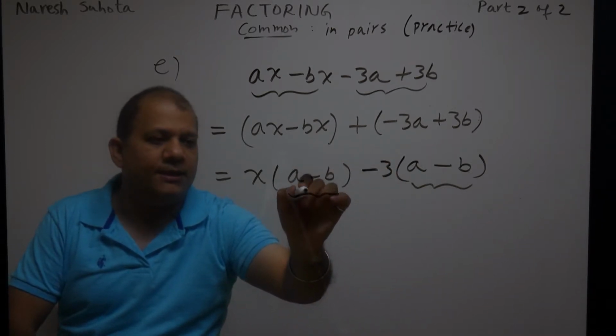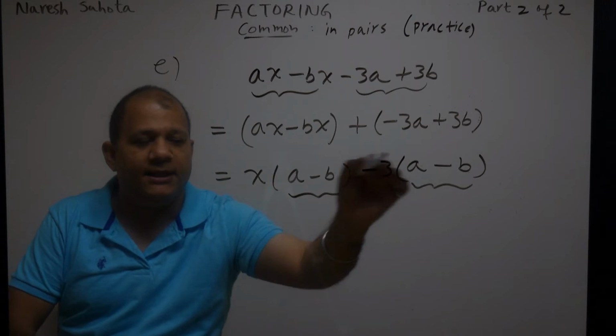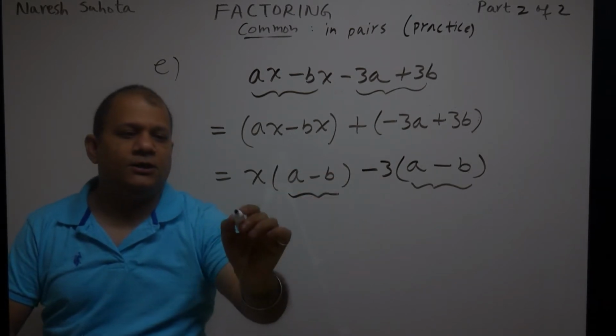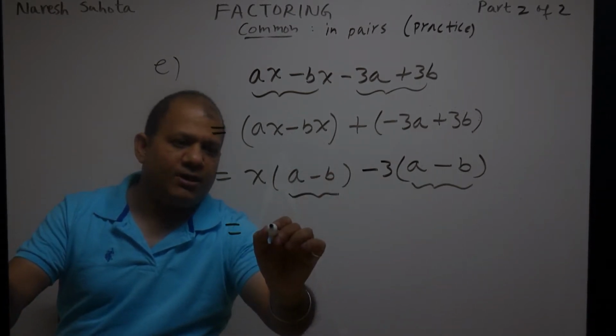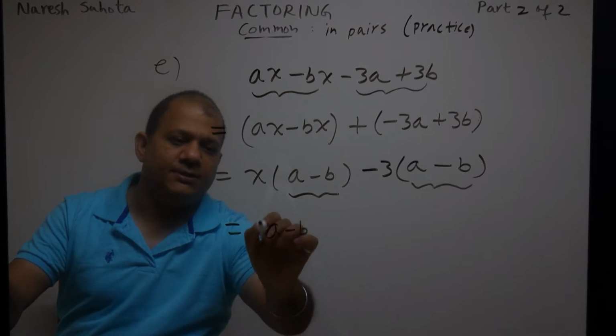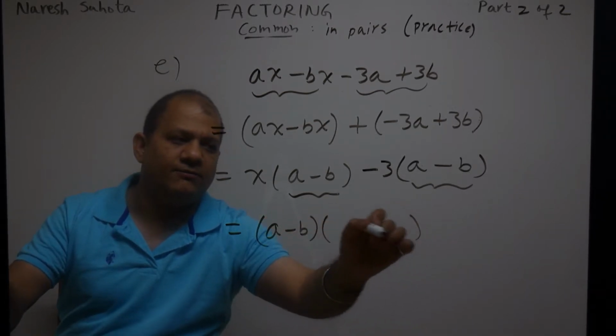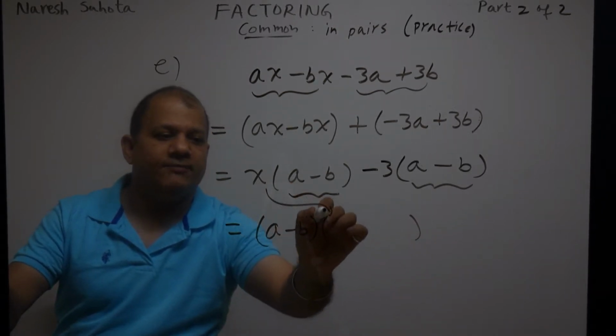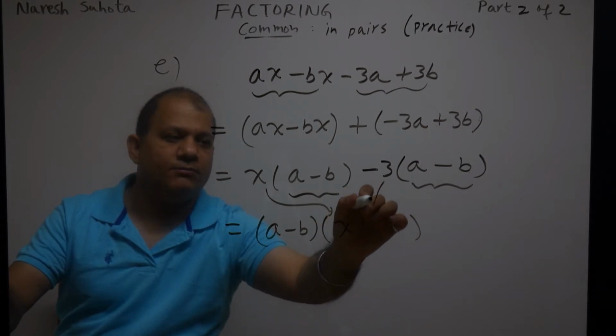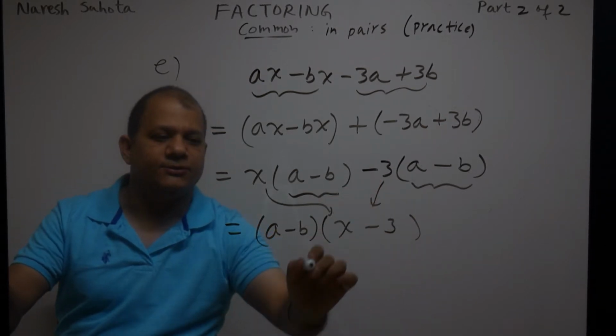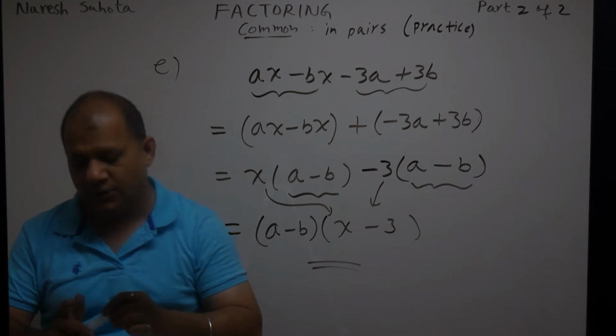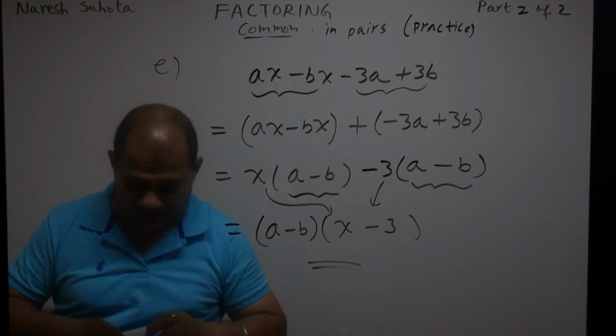Now we end up with the same bracket, a minus b, right? So now the common factor is the bracket. The bracket contains a minus b, so pull that bracket out as a common factor. And now for the remaining factor, we simply place x and minus 3. And that's the final answer for this question.